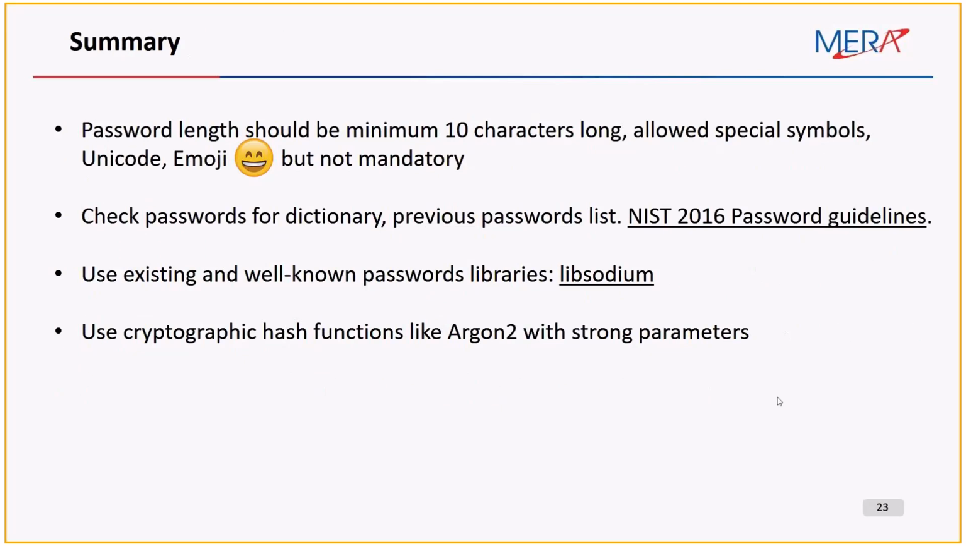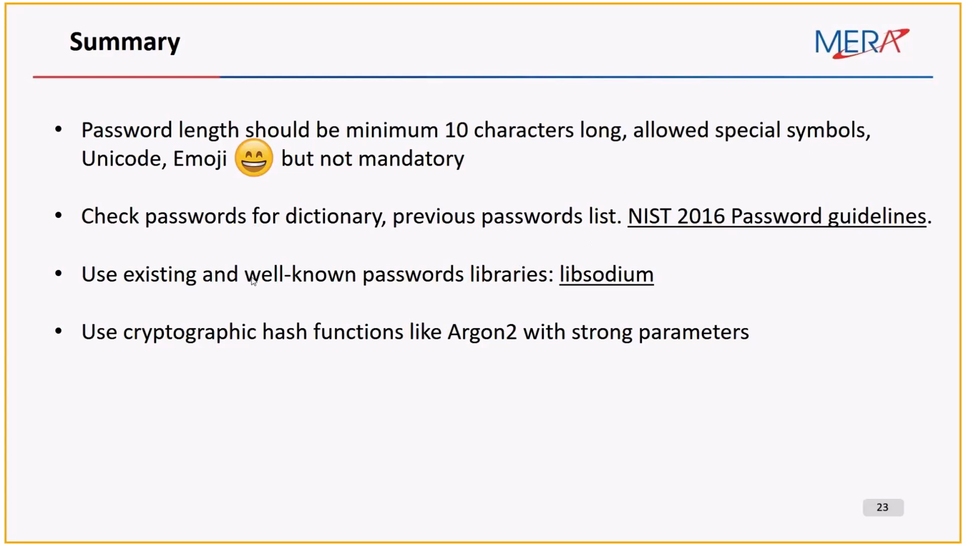So, a small summary. As I said, password length should be a minimum of 10 characters, and special symbols should be used, like Unicode, emoji, any local symbols. It could be trouble to create emoji with a usual PC keyboard, but from mobile it's very easy. Create rules for how users should create passwords. It's good to use the NIST password guidelines from 2016, which describe what password policy should be used, how often users should change a password, and how long passwords should be.